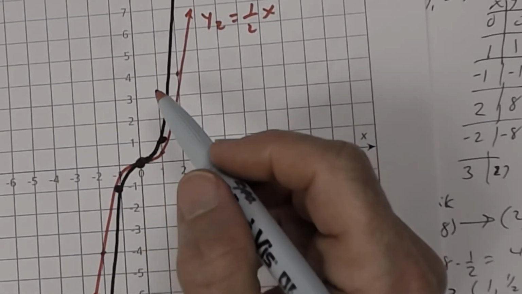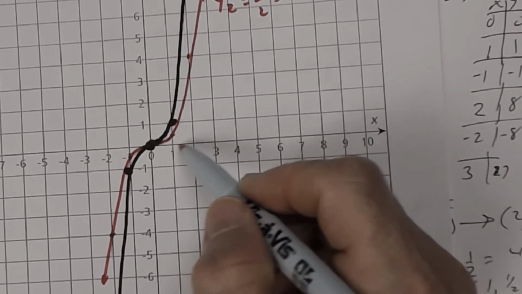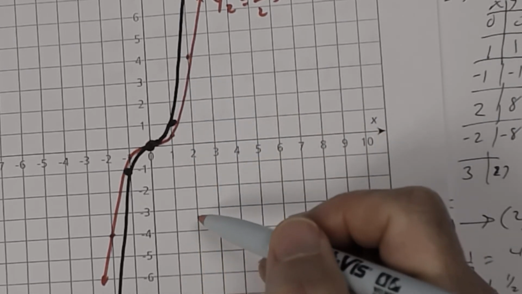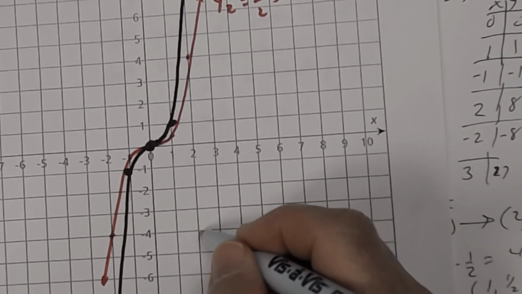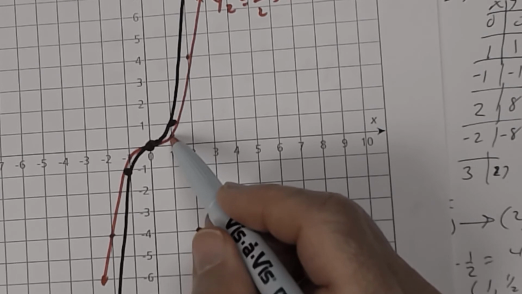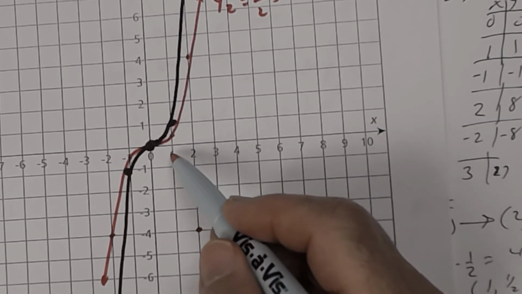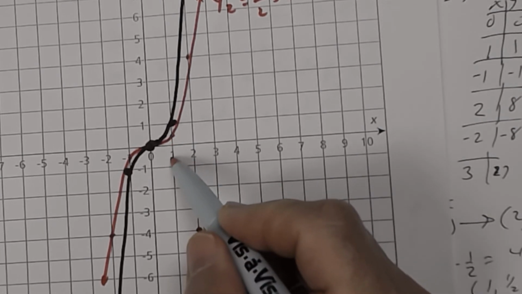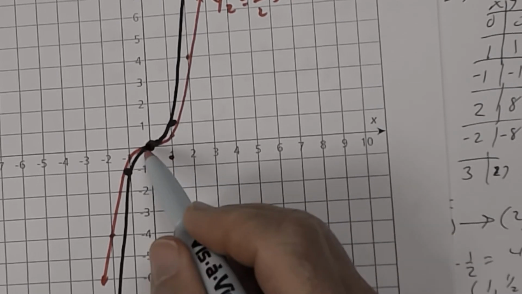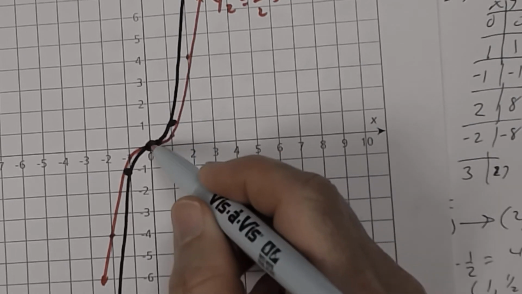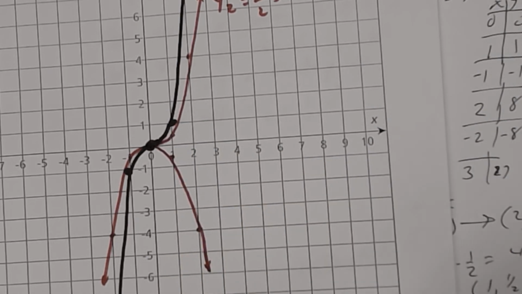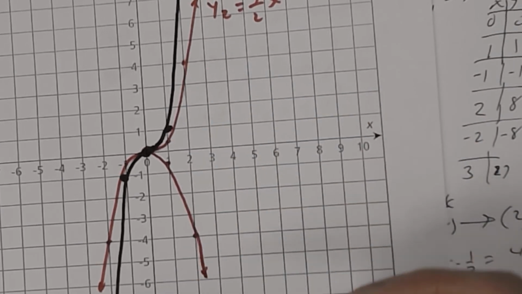This point here, which is (2, 4), when I reflect across the x-axis becomes (2, -4). This point, (1, 1/2), becomes (1, -1/2). (0, 0) stays (0, 0). So this side becomes this. Okay, so this is reflected across the x-axis.